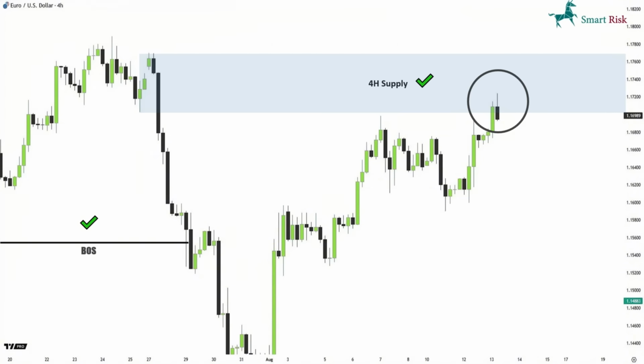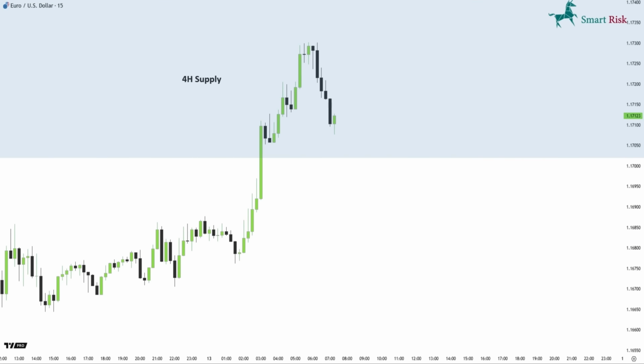Now everything looks perfect, so I'm going to zoom into the 15-minute time frame to monitor the price action inside the 4-hour supply zone and identify a suitable entry point to go short. With the 15-minute chart on the screen, you can see that after tapping into the higher time frame supply, the price reversed and formed a clear market structure shift. At the same time, it created a breaker block, represented by these 2 down-close candles.